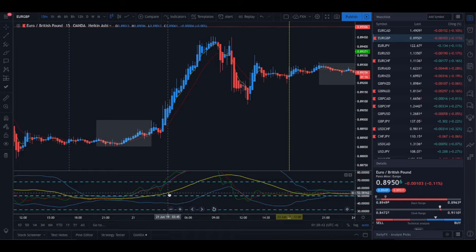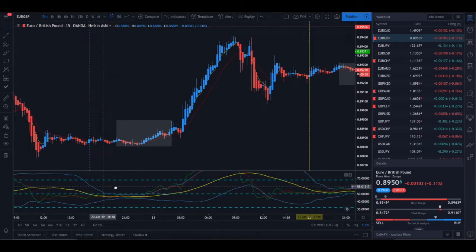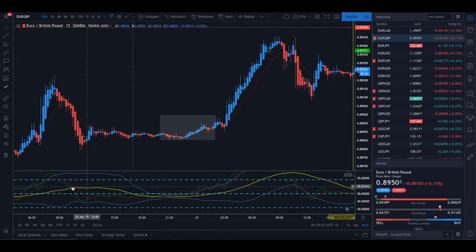I don't want you to think that this is an end-all be-all, because it's not. It's just an extra tool, just like stochastics or RSI, Bollinger Bands, all the other indicators. I mean, they're just tools. MACDs, they're just tools. They're not the end-all be-all. They're not the greatest thing since sliced bread. They're just extra tools to help you confirm what you're seeing.